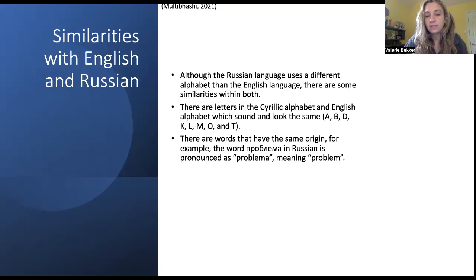There are words that have the same origin in the Russian and English language. For example, the word problema in Russian is pronounced problema, meaning problem. And some other examples of words with the same origin would be sweater, which in Russian is pronounced sviter, and automobile, which in Russian is pronounced avtomobil, and then finally coffee, which in Russian is pronounced kofi.